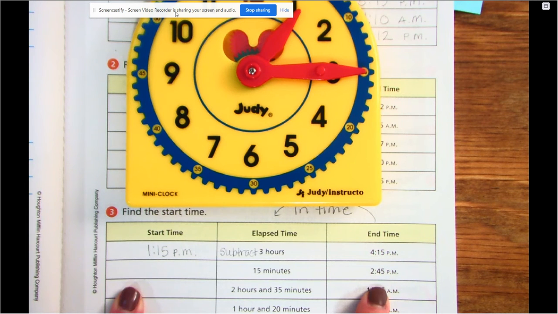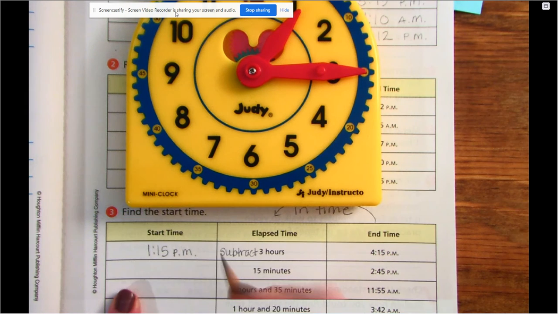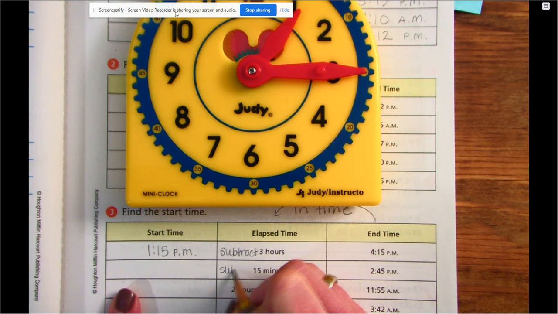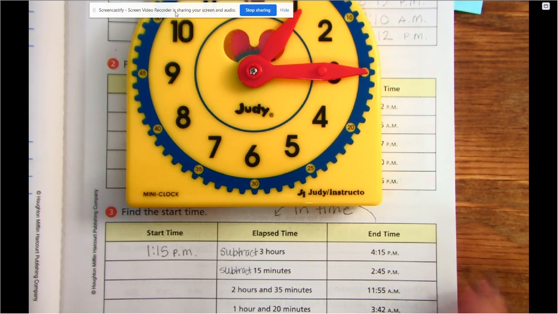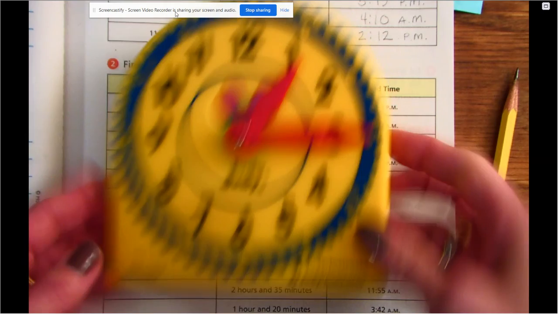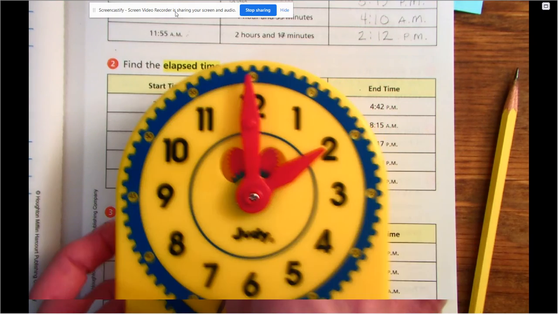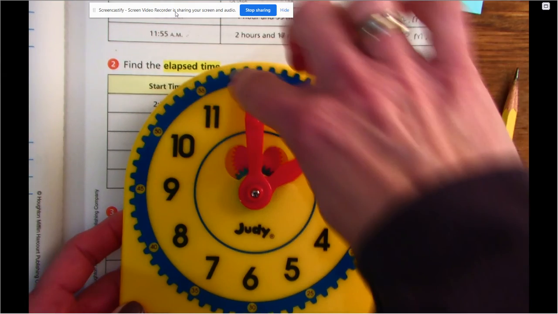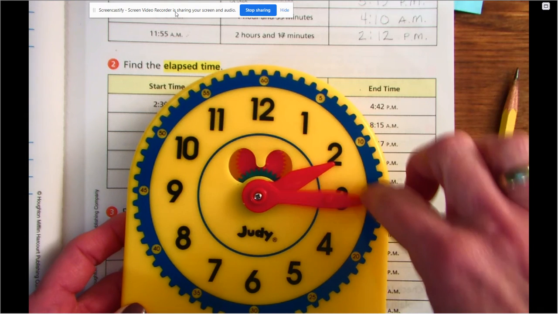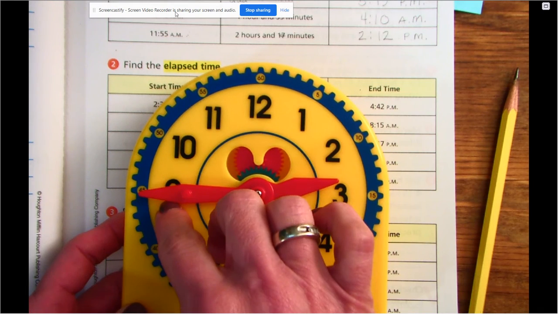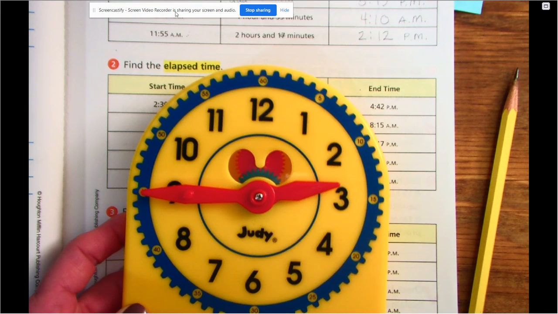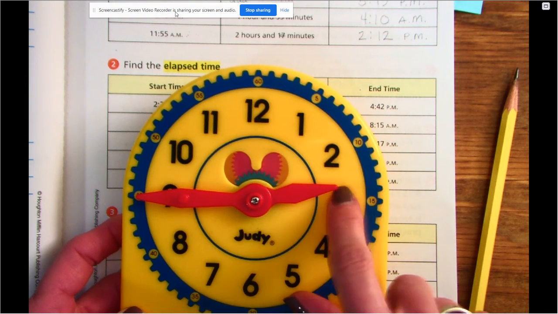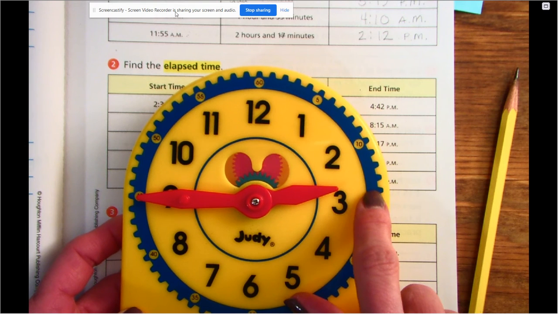Okay. Now I'm going to go to 2:45 p.m. and I'm going to go backwards. I'm going to subtract and take away 15 minutes. Okay. So let's make 2:45. There's 2 o'clock. I'm going to go 45 minutes after. We can also say that's 1:45 the next hour, right? My hour hand is still between my 2 and my 3. It's not quite touching my 3.